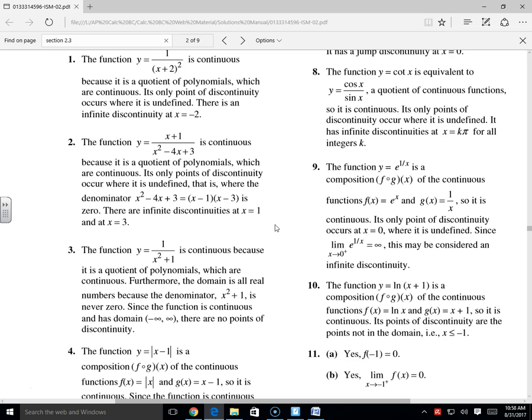You guys next had number 12? Yep. Okay. Question though, why are they called infinite discontinuities? Because they're vertical asymptotes, so the limits as they come in are infinite.